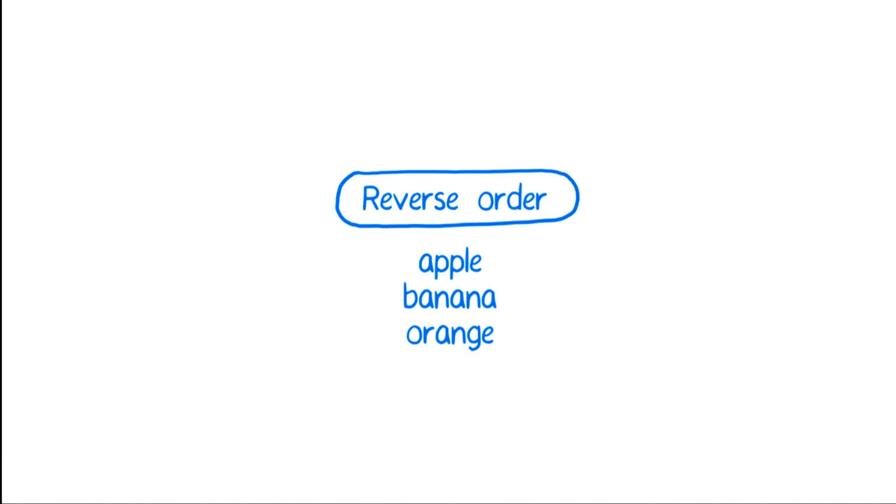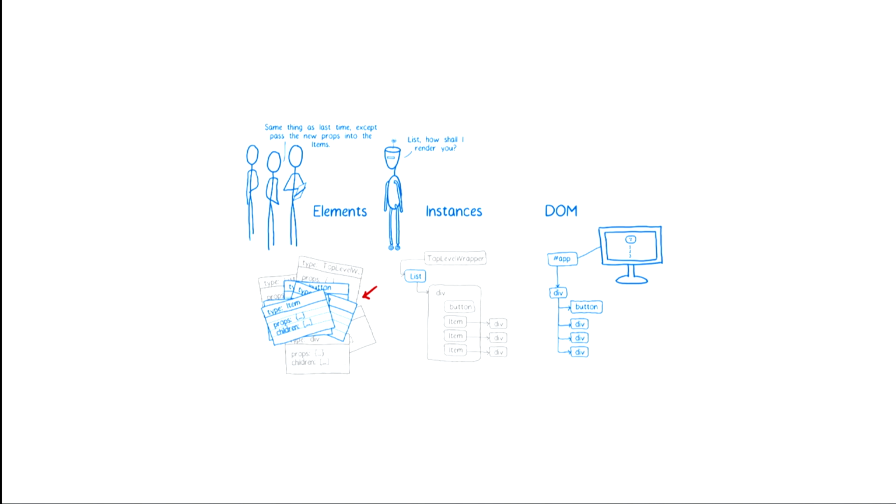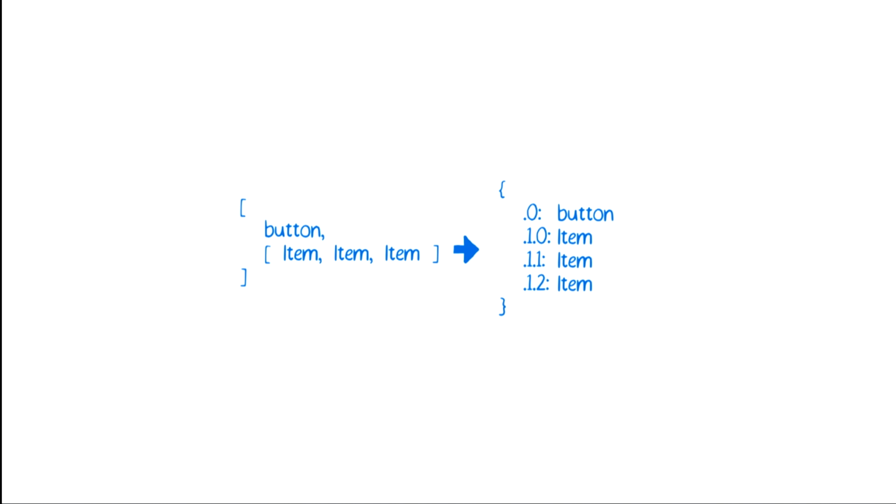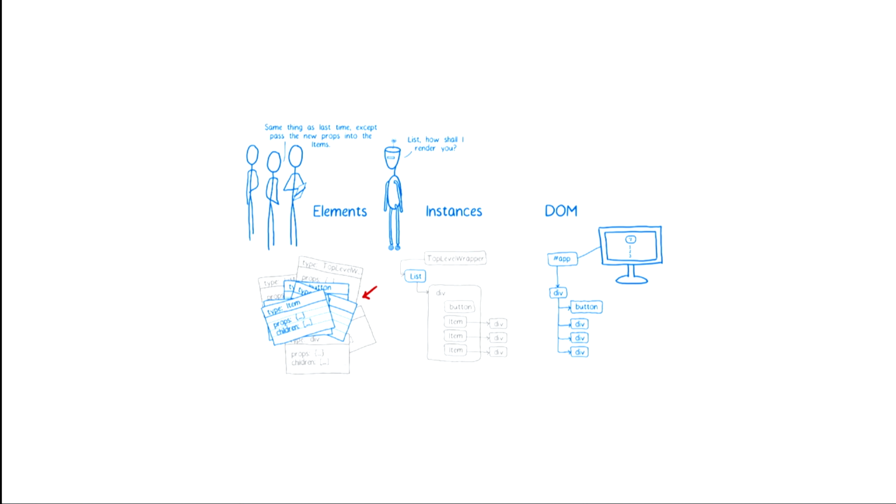We're going to have a list of fruits in alphabetical order, and when you click the button, they're going to reverse order. So we've gotten part of the way through the setState process. This is where it starts to get interesting. This is where React is actually dealing with the children, those items that have changed order. So if you remember when it was flattening them, it was turning that nested array into a flat object and assigning these property names. And from that, it updated the instances of the children and then compared the old instances to the new instances.